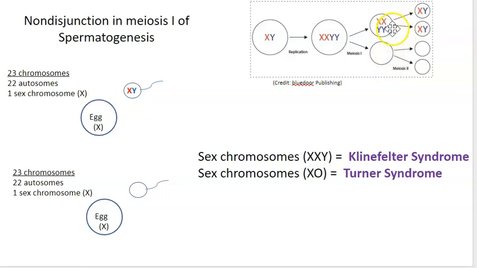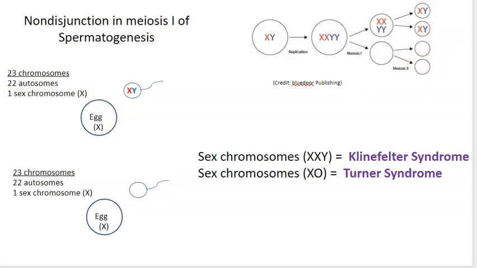Now when we go and divide the sex chromosomes, this cell right here is going to get an X and a Y, so an X and a Y go one way, and an X and a Y go another. And unfortunately, these two sperm that are produced don't have a sex chromosome. They don't have an X or a Y.